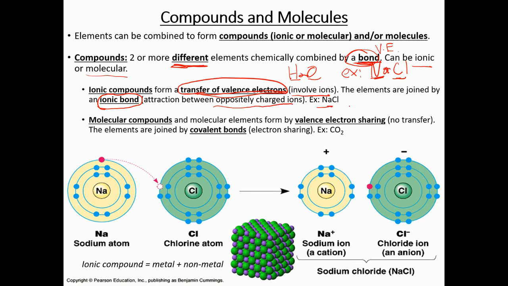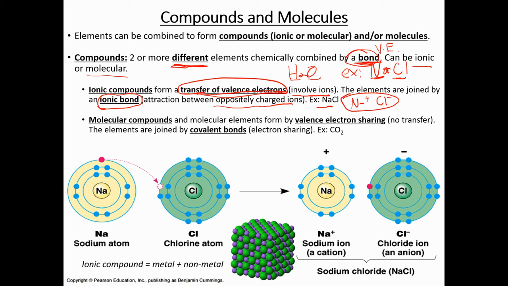So in NaCl, what we don't show you there is that the Na is positive and the Cl is negative. And so what happened is that there was a transfer of electrons leading to opposite charges, and now that they're oppositely charged, they are attracted to each other. And so this would be considered an ionic compound, where the elements are held together by ionic bonds.